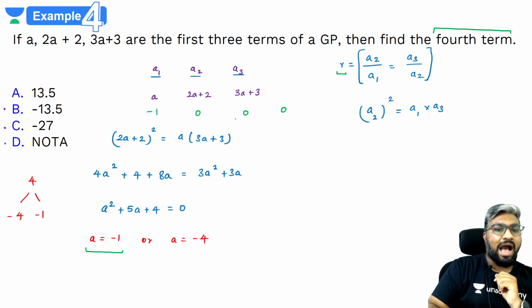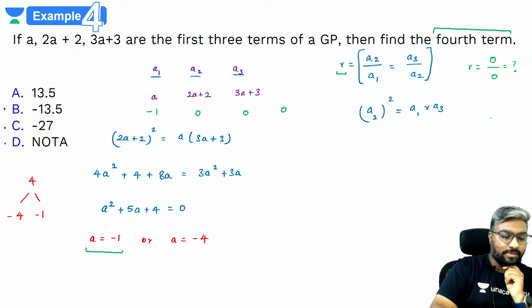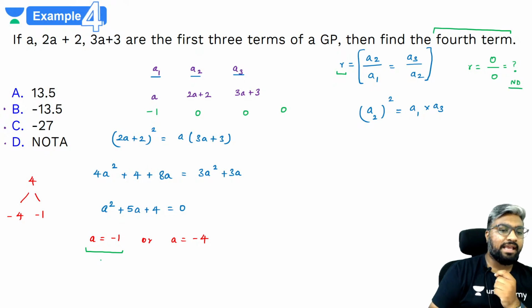क्या देखो? R का वैल्यू is A3 by A2, है ना? R का वैल्यू क्या है? A3 by A2. तो R का वैल्यू हो जाएगा A3 which is 0 by 0. 0 by 0 कितना, guys? How much is 0 by 0? Is it possible? है ना? Not defined है ना? This value is not defined. ये कुछ भी हो सकता है. So it's contradicting. मतलब A equal to minus 1 is not the right value.